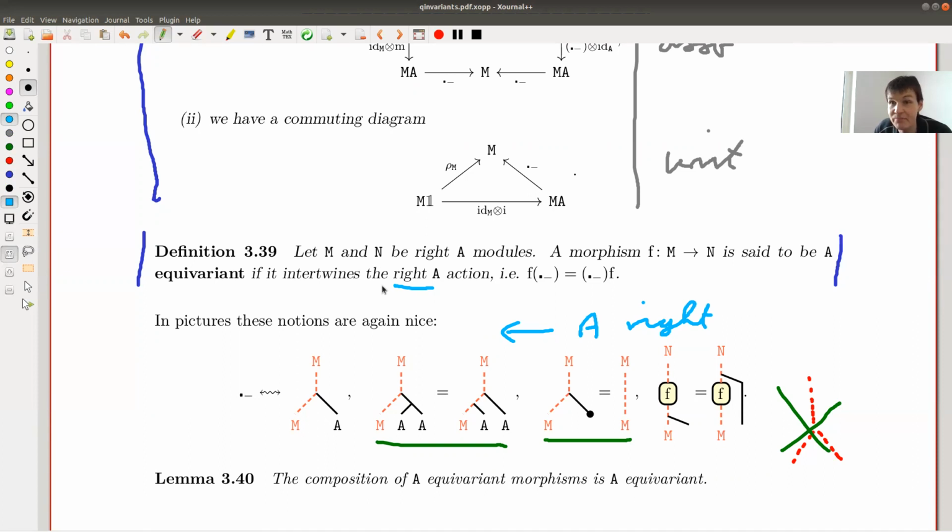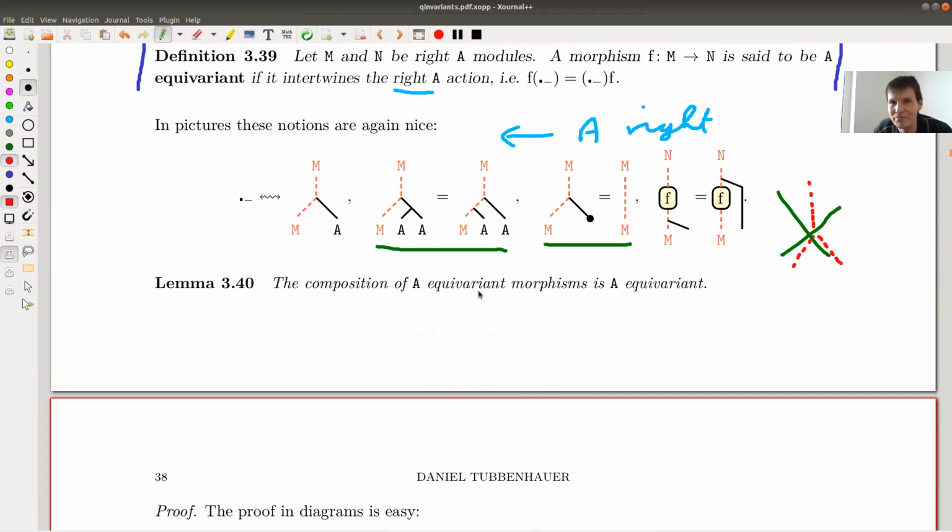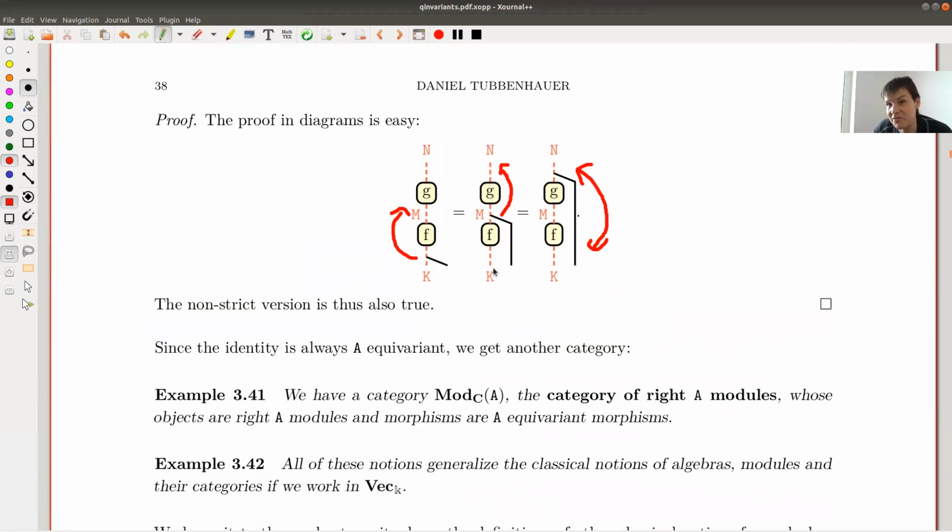Let me give you a diagrammatic proof that compositions of equivariant morphisms are actually equivariant. And here you go. It's pretty easy. F and G are equivariant, so F is equivariant, so I can pull this leg up. G is equivariant, so I can pull this leg up. So FG is equivariant because now I can pull it up and down. And that was a ridiculously easy proof. Now try to verify that using the definitions, and it gets a bit, well, it's not hard, but this is just a super easy proof.